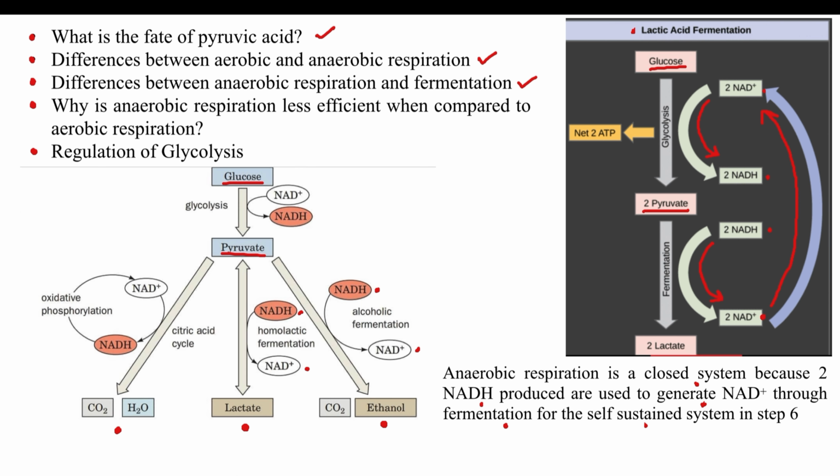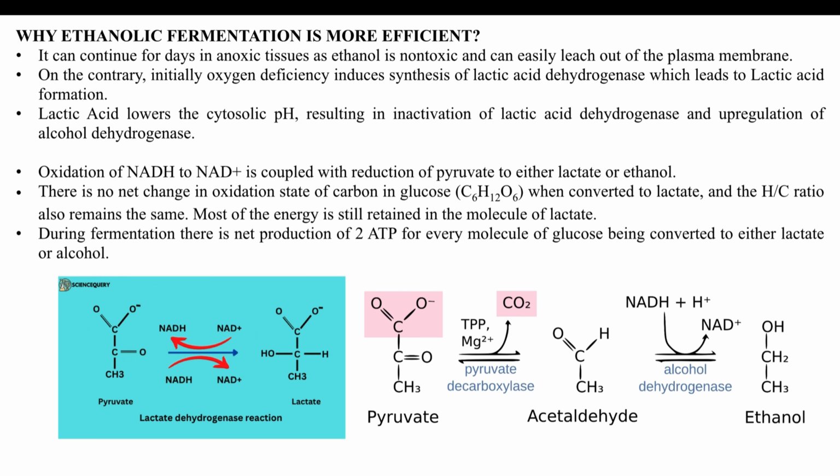Moreover, the prokaryotes and microbes which are used in fermentators are tuned to process the sugars to ethanol. So, we normally also say that ethanolic fermentation occurs in the microbes, not in our body. So, this is something we ought to know. Then we also have this. I've already told you why ethanolic fermentation is more efficient than lactic acid fermentation: because it is non-toxic and can easily leach out through the plasma membrane.